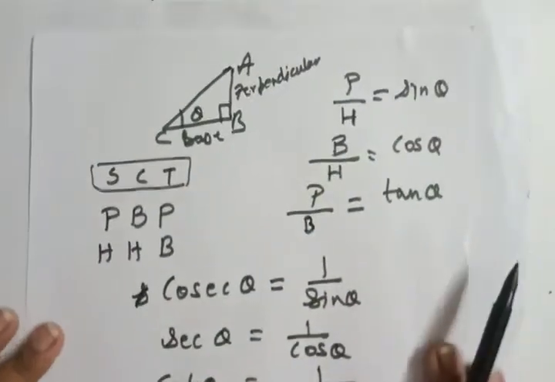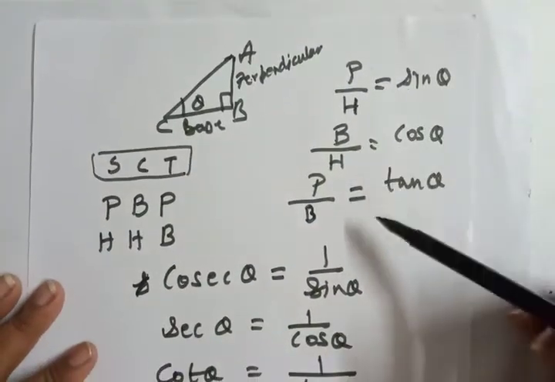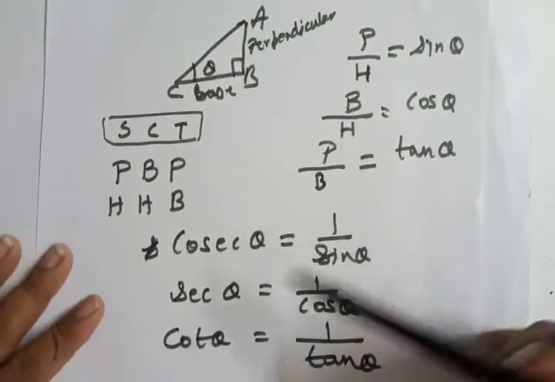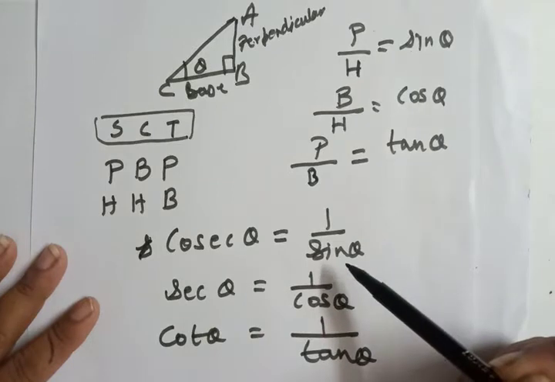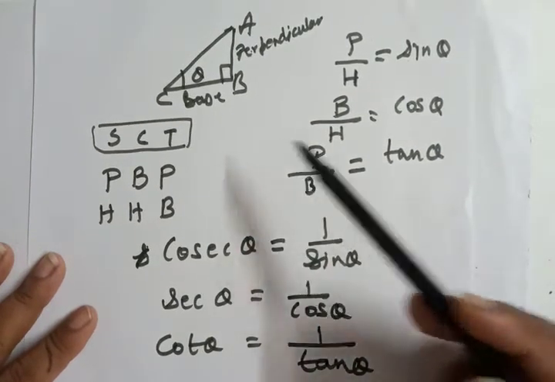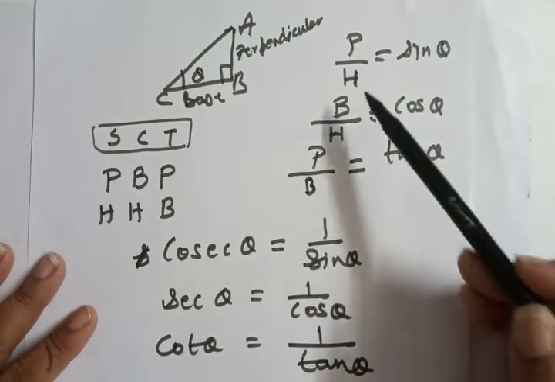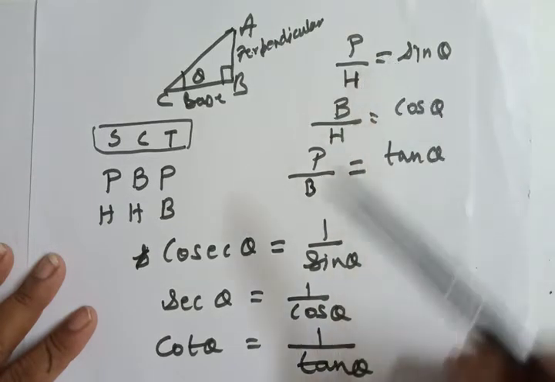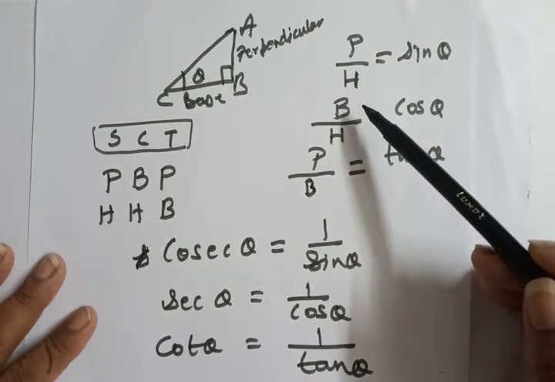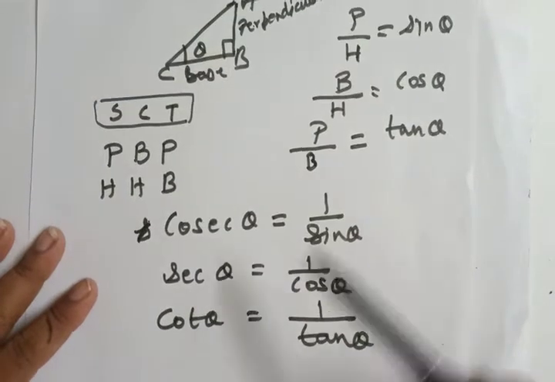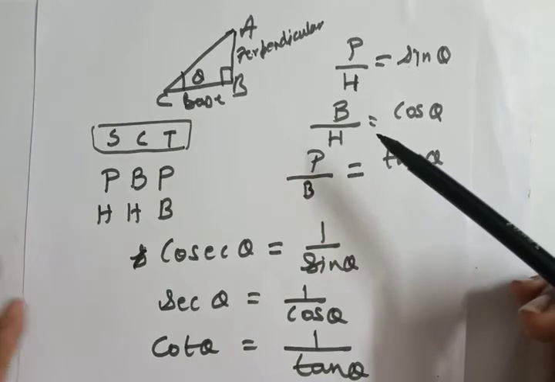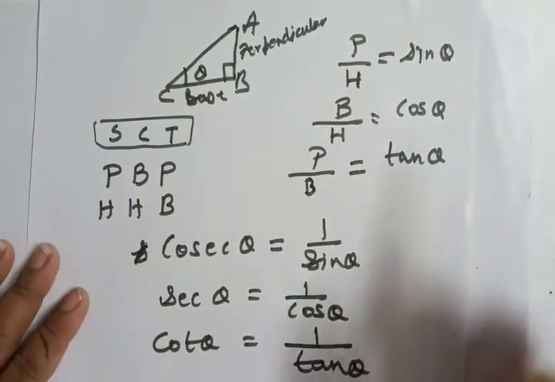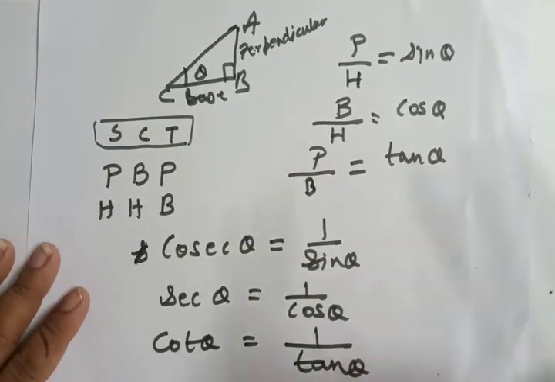If we know about these 3 ratios, we can easily find these ratios. As cosec theta is equal to 1 upon sin theta, the relation between the sides of the triangle will become hypotenuse upon perpendicular. Sec will become hypotenuse upon base, and cot will become base upon perpendicular. So this is very important. You need to write it down in your book. You have to remember. You can remember this trick also.